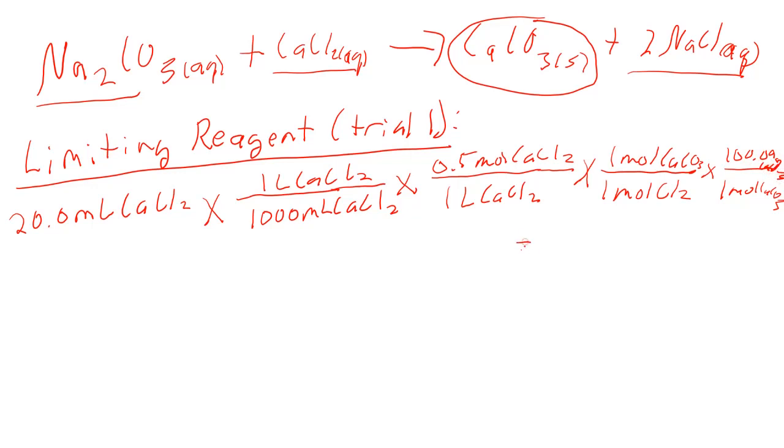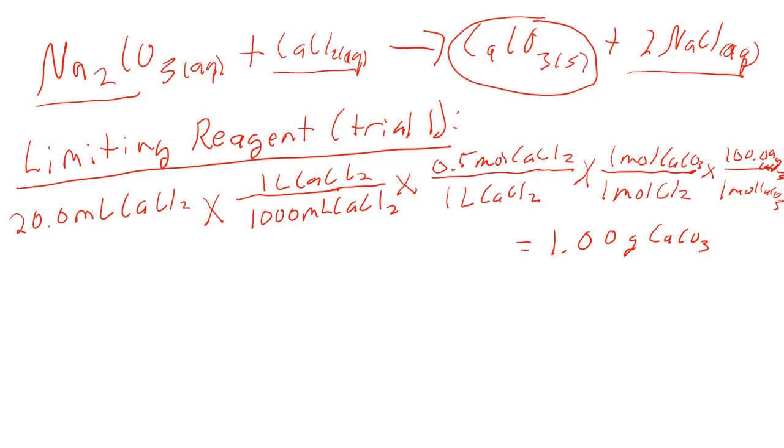Now we're going to put this in our calculator. We're going to take 20 times 0.5 times 100.09, and we're going to divide that by 1,000. Make sure you're putting this in your calculator with me and see if you get the same thing that I do. Rounding to our correct number of significant figures, we get 1.00 grams of calcium carbonate.